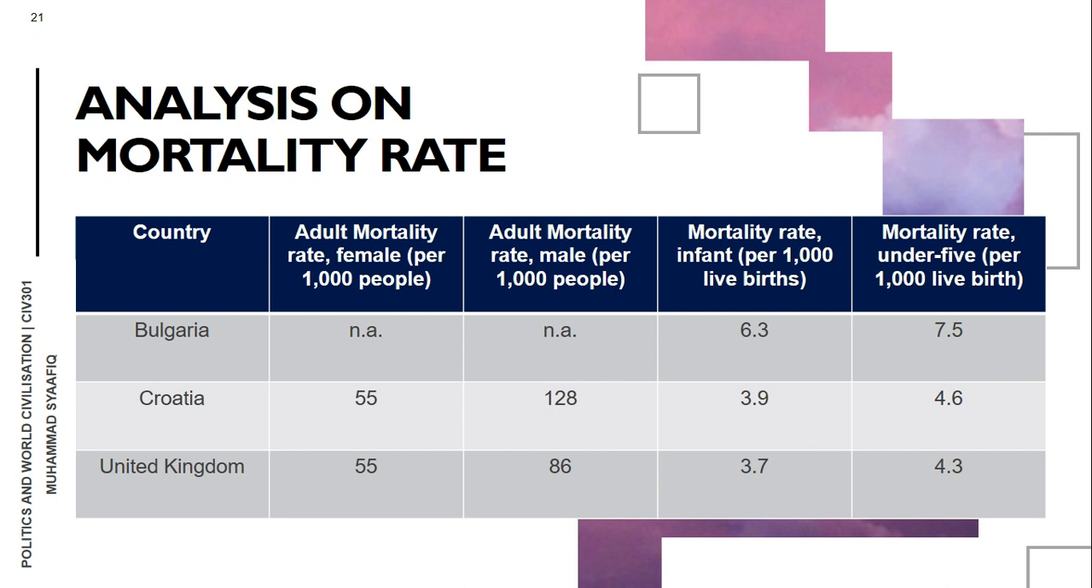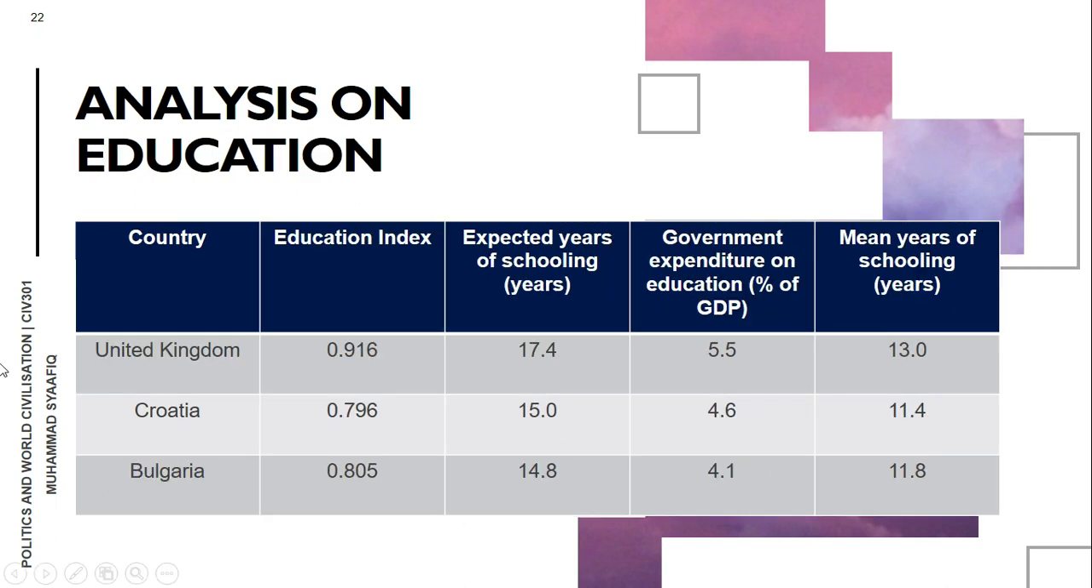Moreover, the mortality rate on the other five also shows that Bulgaria has the highest, which is 7.5 per 1,000 live births compared to Croatia 4.6 and the United Kingdom 4.3. The next analysis is on education. It shows that the education index of the United Kingdom is the highest compared to Croatia and Bulgaria, which is 0.916 compared to Croatia 0.796 and Bulgaria 0.805.